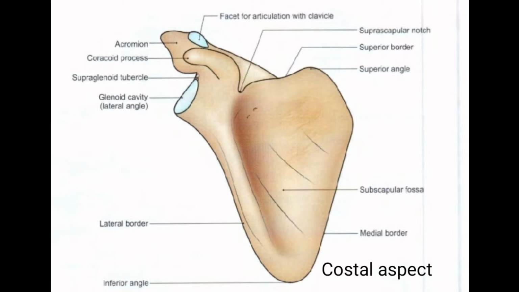Originating from the superior-lateral surface of the costal scapula is the coracoid process. It is a hook-like projection. The pectoralis minor attaches here, while the coracobrachialis and biceps brachii muscles originate from this projection.